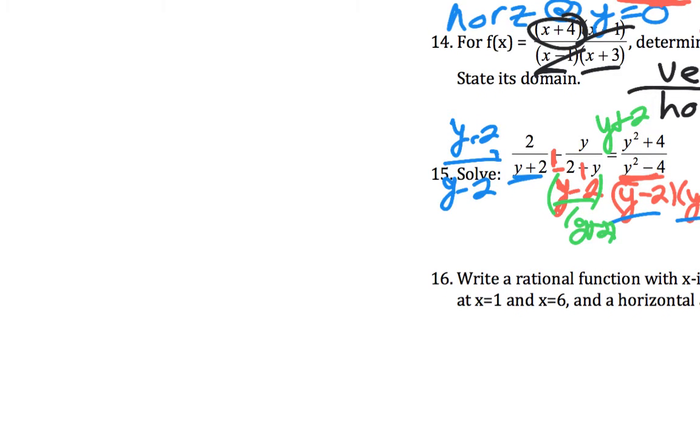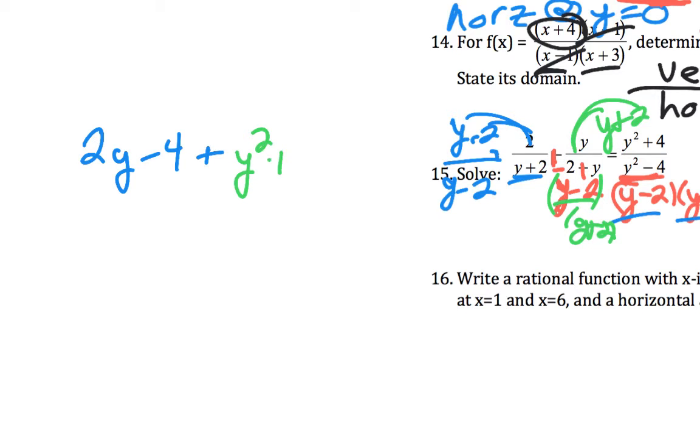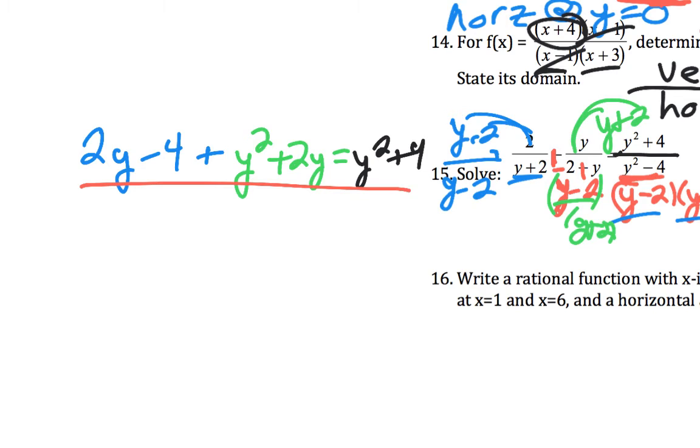So the top, the first one here, if I distribute the 2, this is going to be a 2y minus 4, plus, I'm going to distribute the y here, y squared plus 2y, equals y squared plus 4. And all of that is over the y minus 2, y plus 2. And since it's all over the same thing, I can actually just drop the denominator at this point.